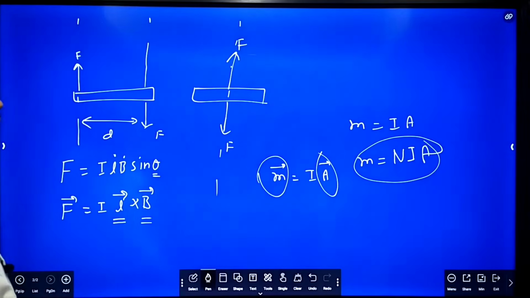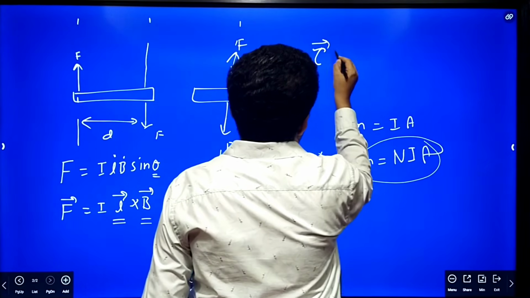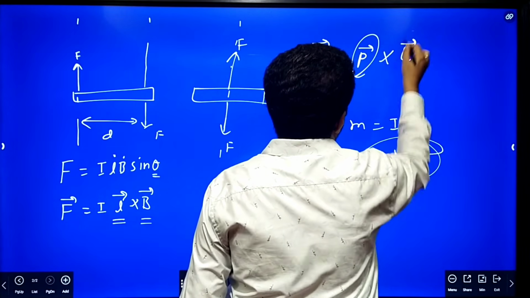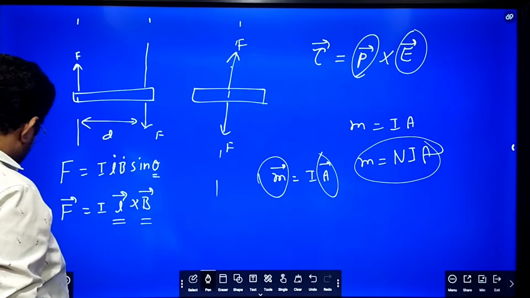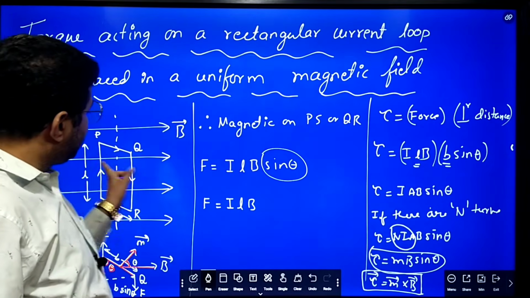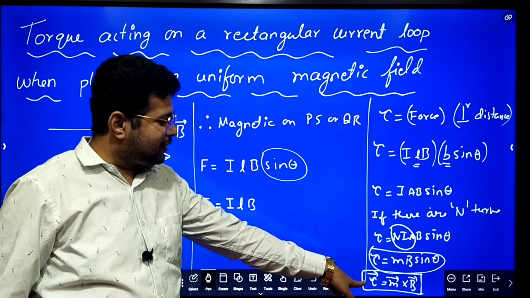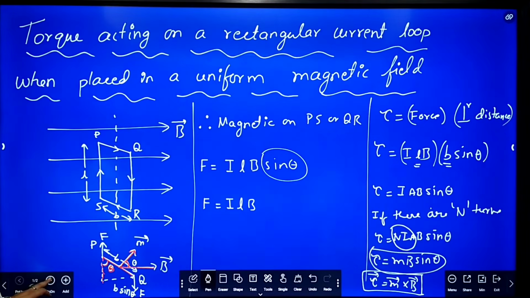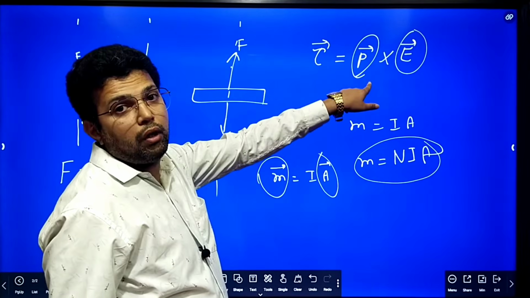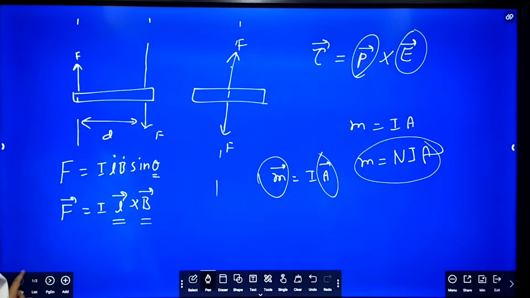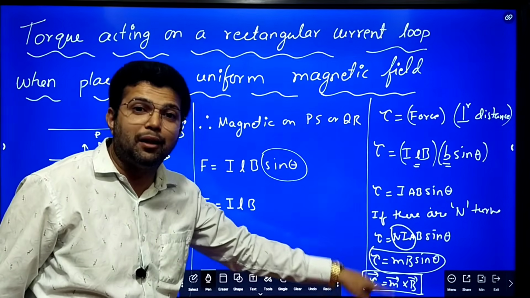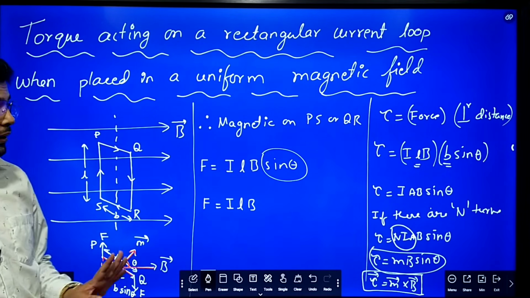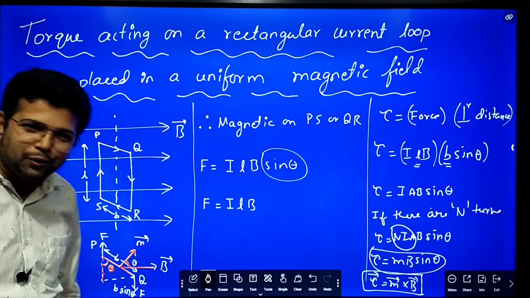In electrostatics, you might have studied torque on an electric dipole: tau is equal to P cross E, where P means electric dipole moment and E is electric field. Then this rectangular coil experiences a torque equal to M cross B, where M means magnetic moment and B is magnetic field. So this is the torque on a magnetic dipole, or a rectangular loop placed in a uniform magnetic field behaves like a magnetic dipole. Hope you understood this. Thank you very much.